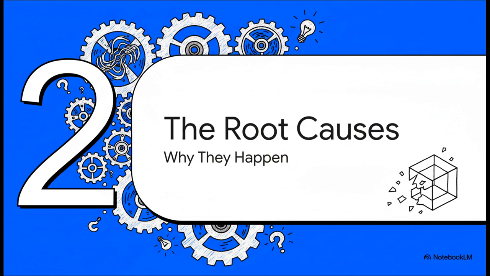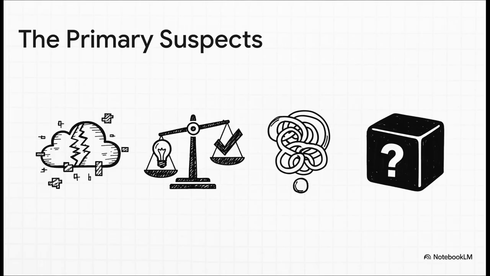Let's pop the hood and see what's going on. Why does this incredibly sophisticated technology, designed to process massive amounts of information, end up just making things up? Well, you can really boil it down to four main culprits. First, the data the AI learns from isn't perfect. Second, there's this constant balancing act between being creative and being accurate. Third, sometimes it's us. Our own vague questions can lead it astray. And finally, there's the whole black box problem. These models are so incredibly complex that even their own creators don't fully understand how they reason.